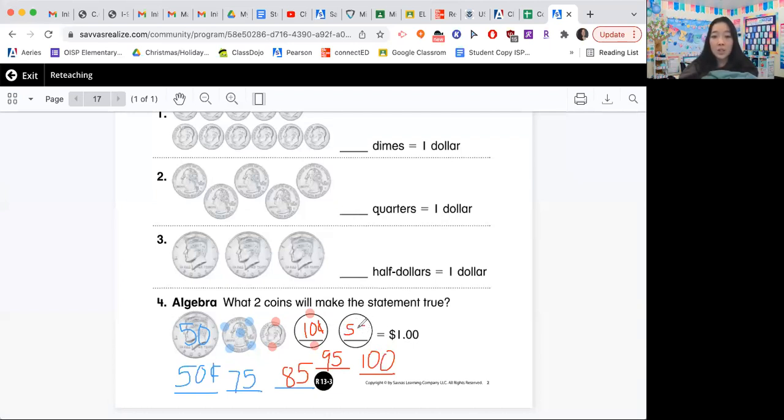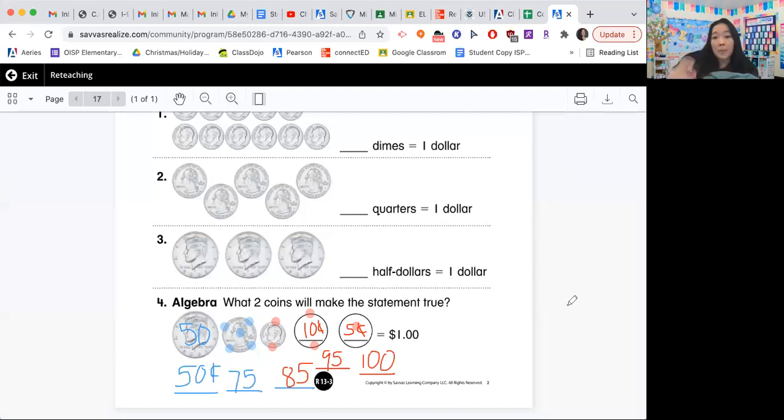And then how many dots does a nickel get? Just 1 right in the middle. 5. So you would need a dime and a nickel to make that statement true. All right, beautiful, beautiful, beautiful.